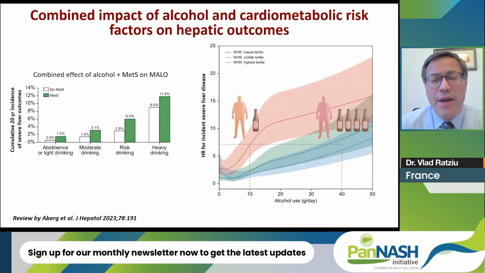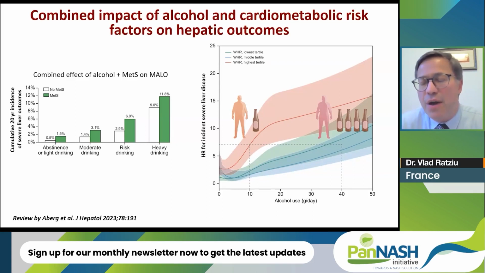Now, regarding the interaction between alcohol and metabolic risk factors, which is the justification for the creation of this new MetALD category, here are two important sets of data, again taken from a review recently published in the Journal of Hepatology. On the right side, you can see that the presence of visceral adiposity is something that clearly adds to the risk of developing severe liver disease, regardless of the amount of alcohol that is being consumed.